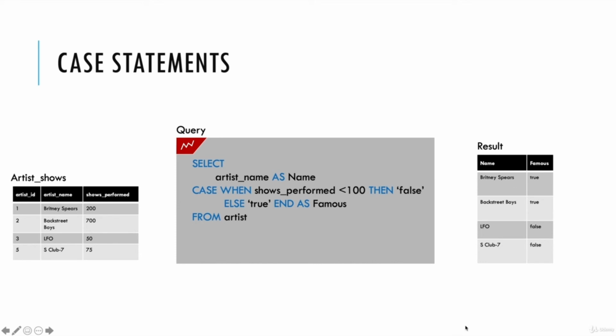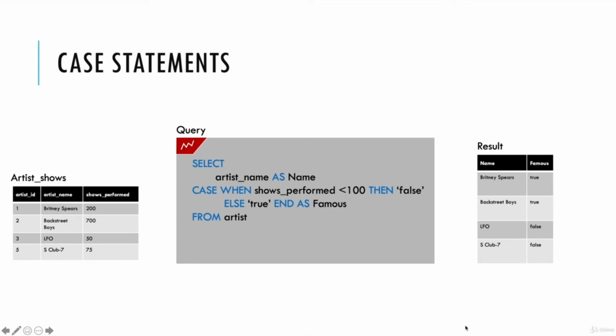We need to determine the logic, like what makes them famous. And let's say if they have performed less than 100 shows, they are not famous, and if they've performed 100 or more, they are famous. So on the right, you can see the result, and basically we bring back the name and then the words true or false. But let's dig into the statement that got us there. As part of the select statement, we have case when, and then we have some sort of operator that results in either a true or false statement. If it's true, we put then and then the true scenario. Else, we can put what happens when our statement is false.